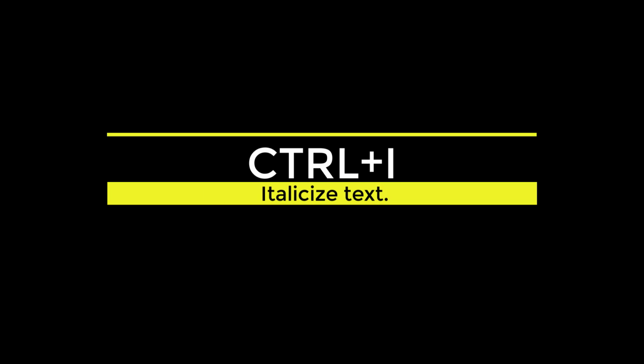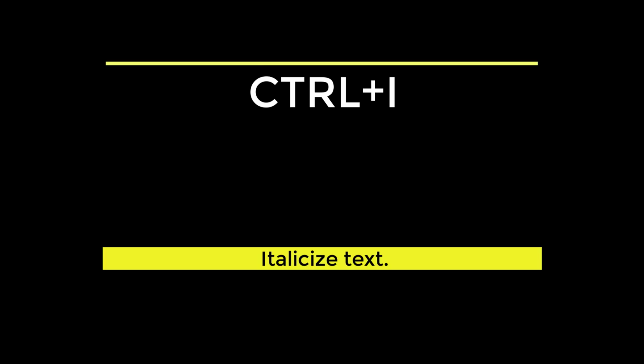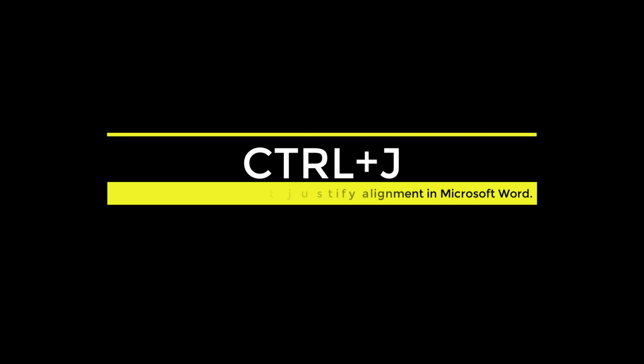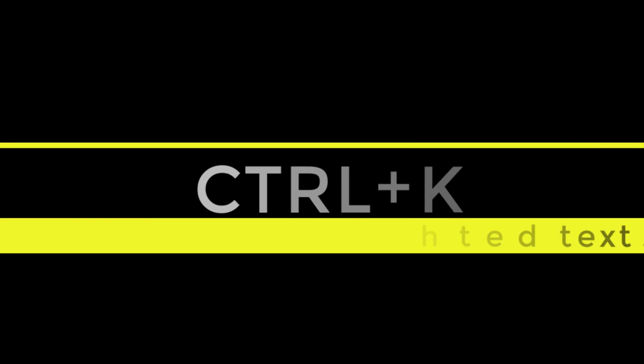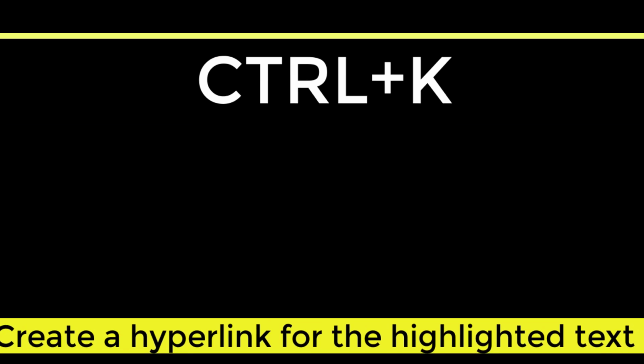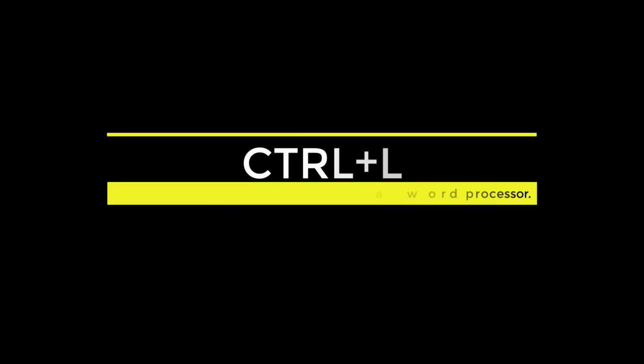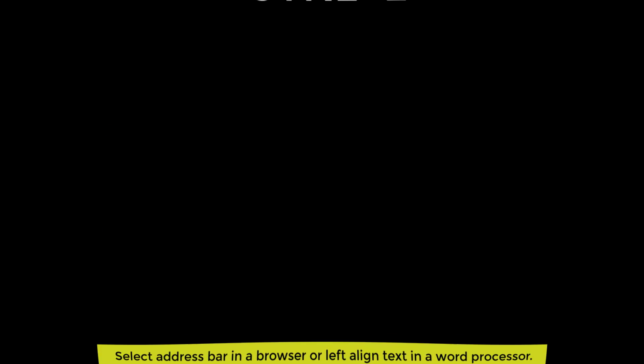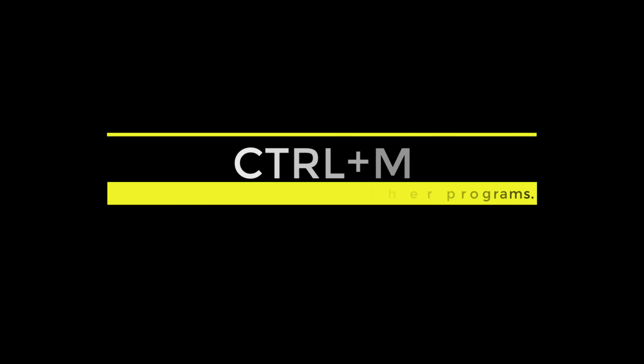Control plus I. It is used to italicize text. Control plus J. It is used to view downloads in browsers and set justify alignment in Microsoft Word. Control plus K. It is used to create a hyperlink for the highlighted text. Control plus L. It is used to select address bar in browser or left align text in a word processor.